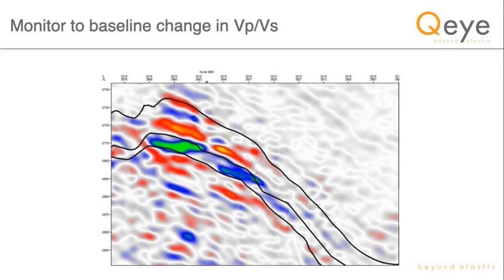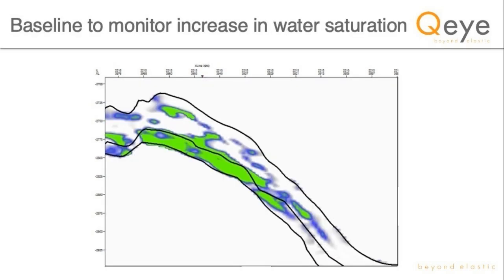We'll then invert these differences in amplitudes from the different surveys. And here you have, from monitor to baseline, the change in VP/VS. And you see again, very clear brightening around the two reservoir intervals we have in this example. Then, taking a rock physics model, we can convert it into a change in water saturation. So now you see that the lower reservoir has a very clear change in water saturation, and the upper reservoir intervals are slightly less.